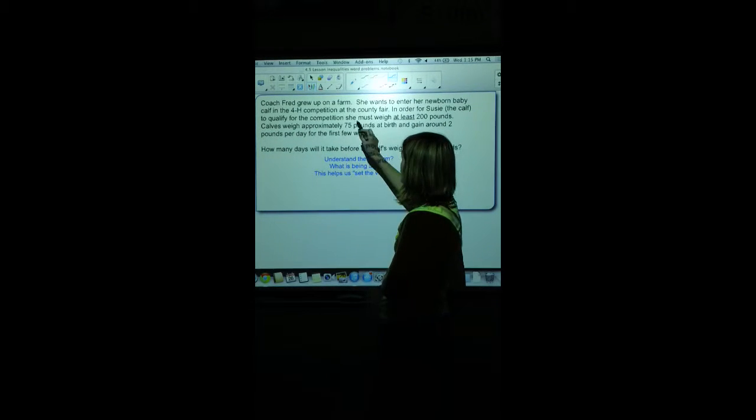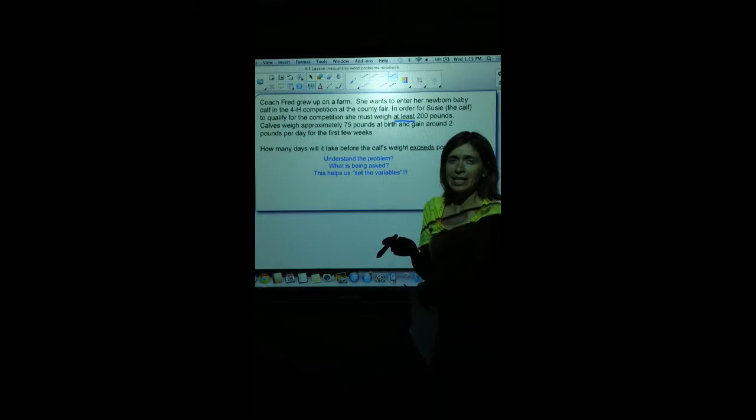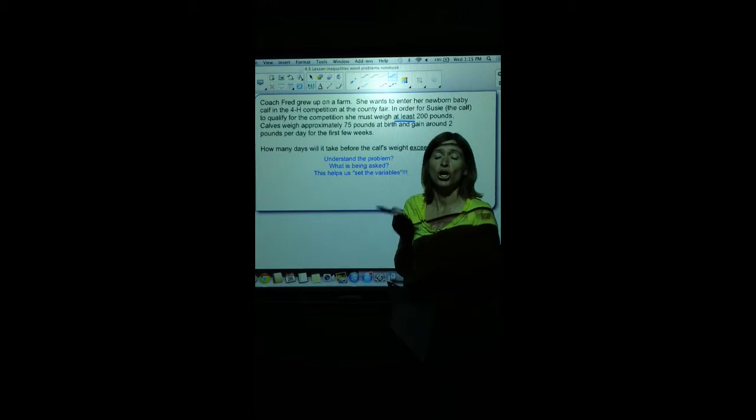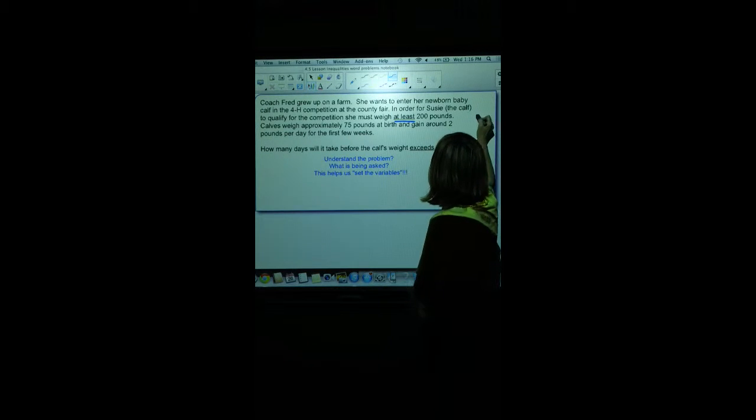She wants to enter her newborn baby calf in the 4-H competition at the county fair. That's just a competition where they are trying to get the biggest or the fattest calf, okay? In order for Susie, the calf, to qualify for the competition, she must weigh at least 200 pounds. That word "at least" today we talked about means greater than or equal to. So let's remember that, at least. So I might even make a greater than or equal to symbol.